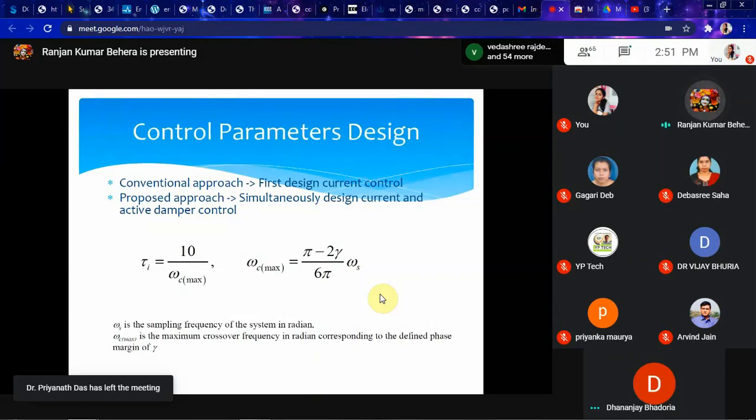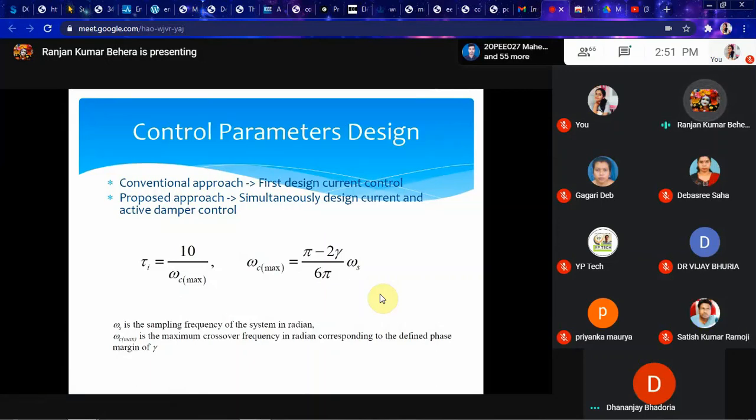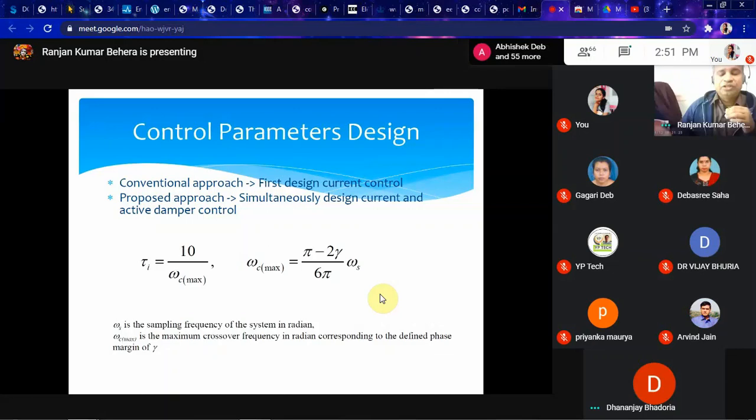It also depends on the resistances in the network. So all these things come into the picture during current control, and then the LCL resonance. When you simultaneously design both of them, then the resonance effect will not be there. So resonance will not be there. That is why we must design them simultaneously.